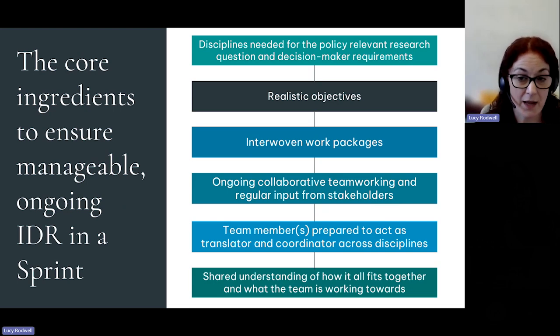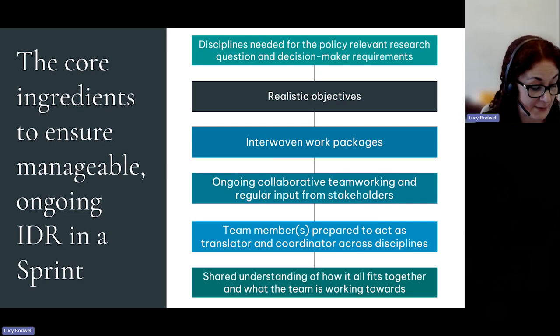The next one is thinking about the design of your interdisciplinarity. Are the objectives realistic? And this relates very much to the second point as well. Do the objectives reflect the work packages working together coherently? Are those work packages interwoven? In other words, are you thinking about things in a kind of interrelated way from the outset?